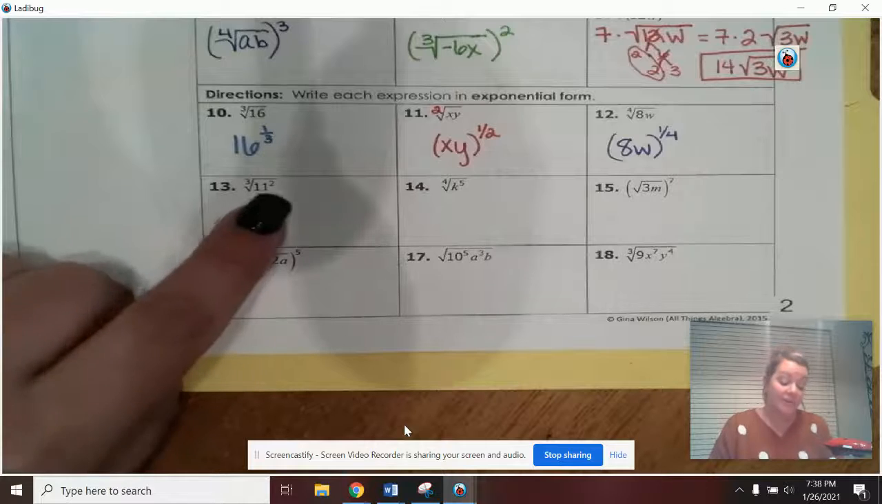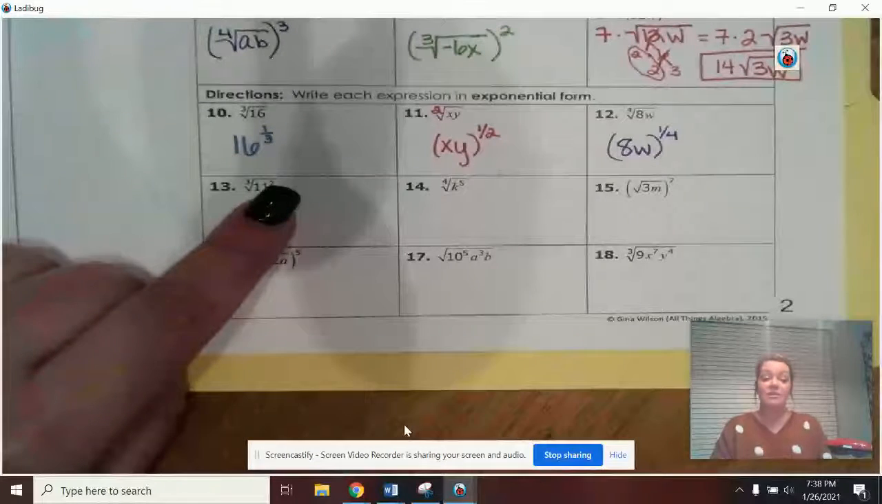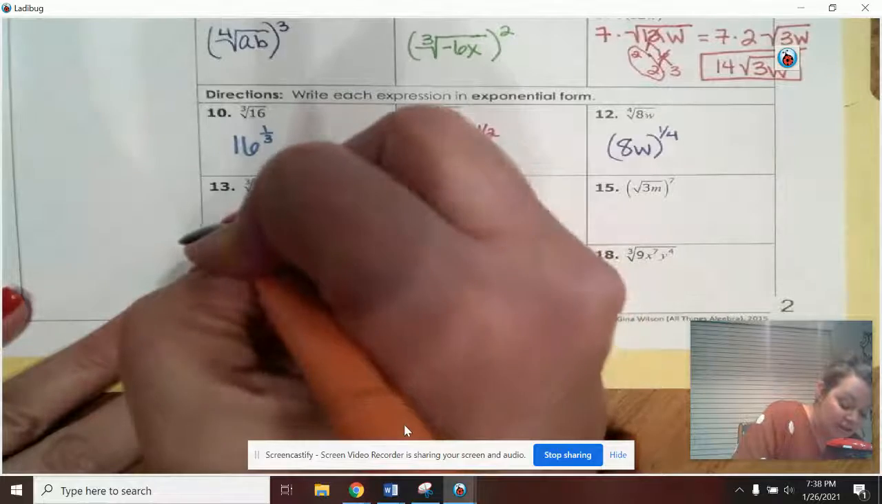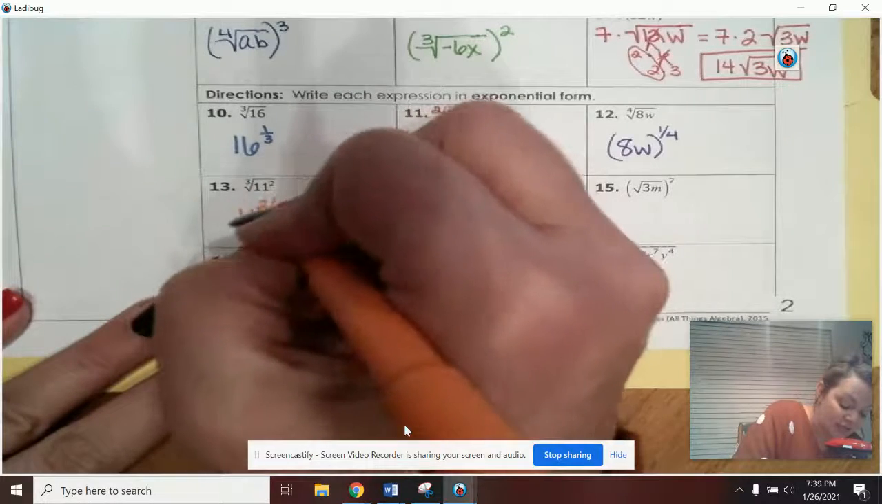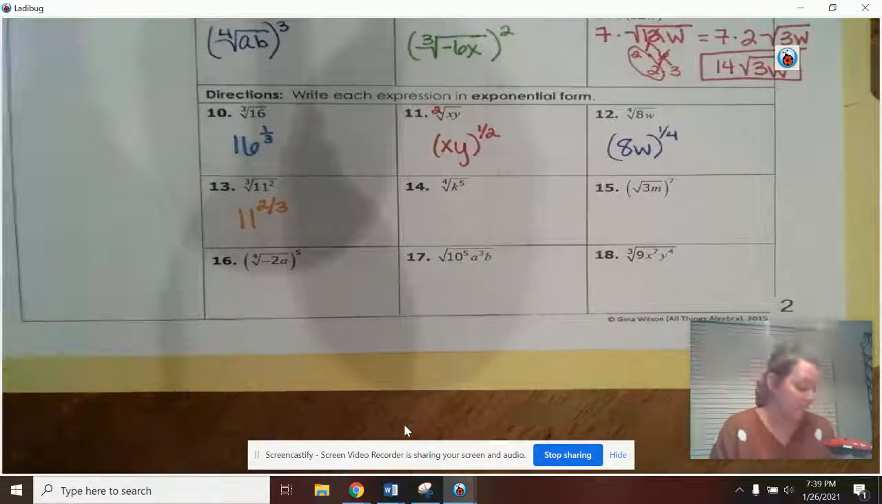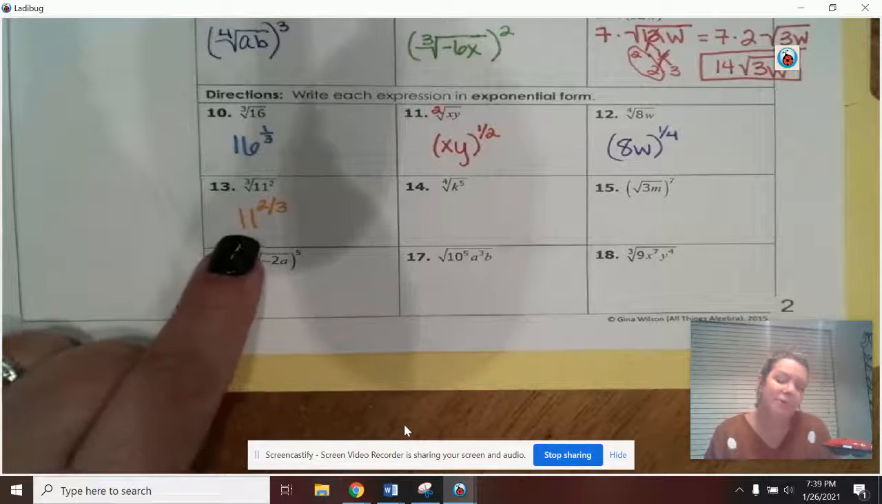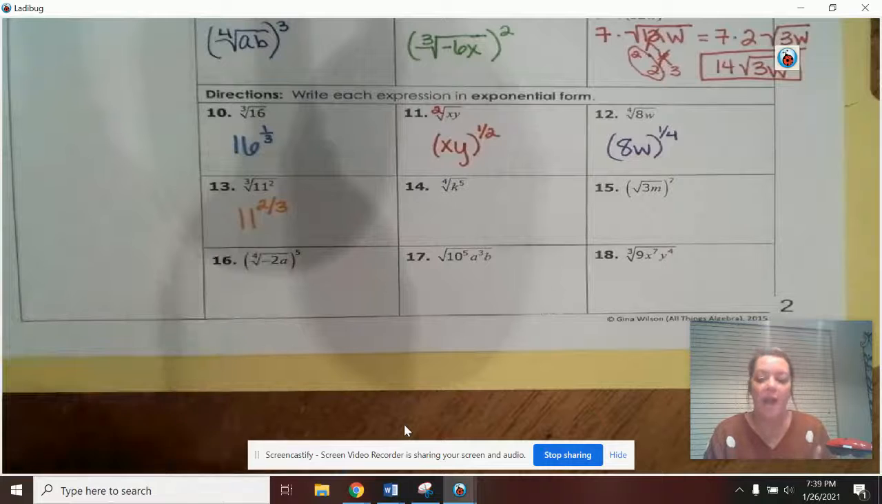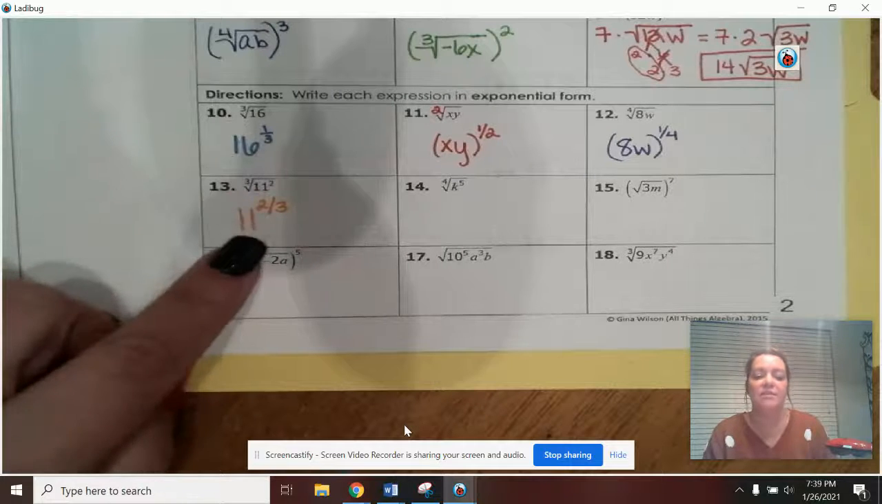Okay, now here I have another number. See how I have 11 to the 2/3, okay? I have 11 and it's raised to the second power, so now that's your top number. Your top number is not a 1 on this one, it's this 2 right here. So this is 11 to the 2/3. And I didn't put the 16 or the 11 in parentheses because they're only one item. This is just 16, and this is just 11.